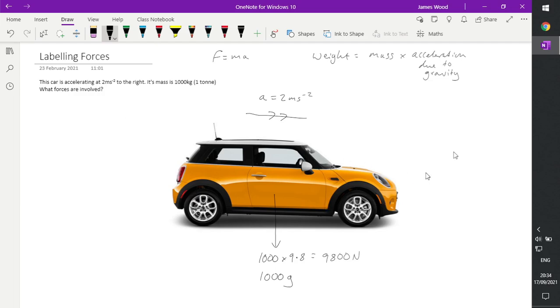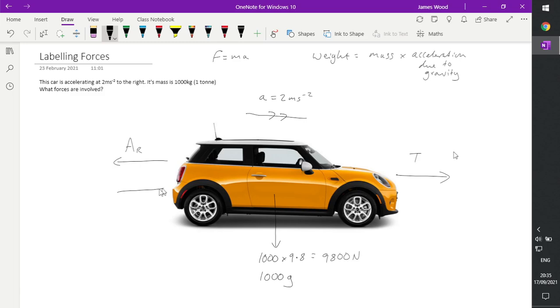Now, other forces that are involved. If it's accelerating to the right, so maybe the driver's got their foot on the pedal, there is some sort of force forward. I'm going to label this as T. This could stand for maybe thrust, or it might stand for attractive force, but I'm just going to label it as T, some sort of force forward. There's also going to be some forces backwards. There's going to be perhaps air resistance. I'm going to write that as AR, air resistance.